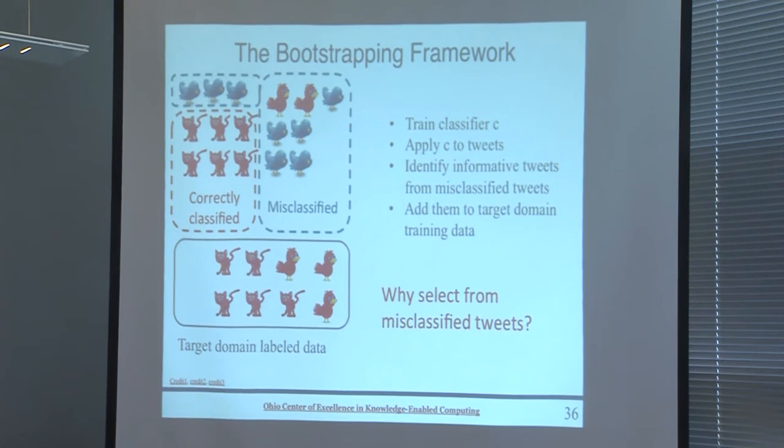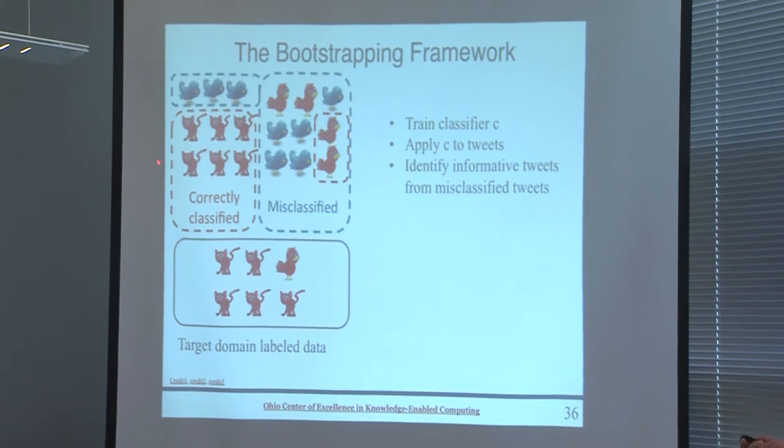I want to explain why I don't select informative tweets from the correctly classified tweets, right? So the reason is like this. The reason why the classifier is able to identify this red cat is because the classifier has already seen similar instances in the target domain label data, right? So the knowledge contained in this red cat already exists in the target domain label data. That is why it can make the prediction correctly. So if we add this correctly classified red cat into the target domain label data, then we are just duplicating the same knowledge again and again, right? So it won't help that much.